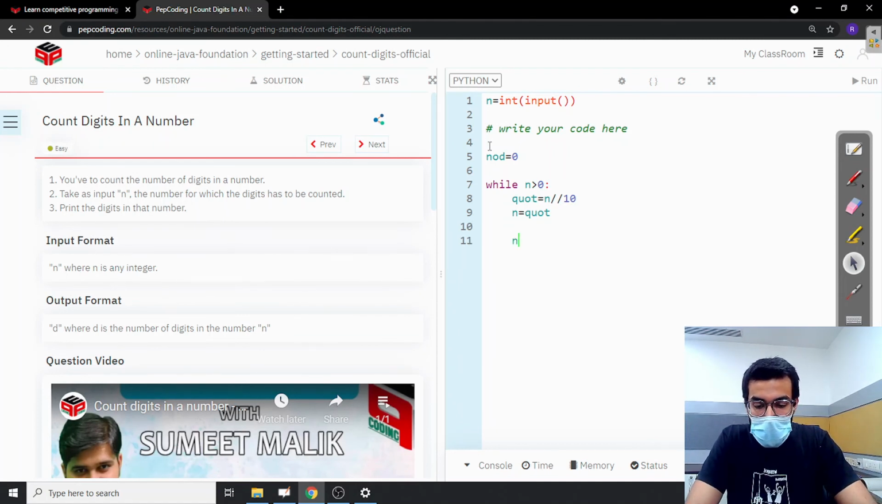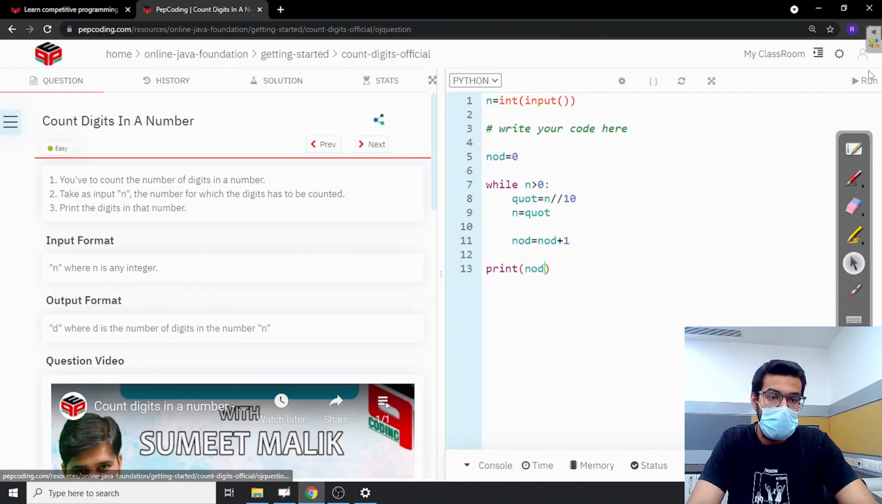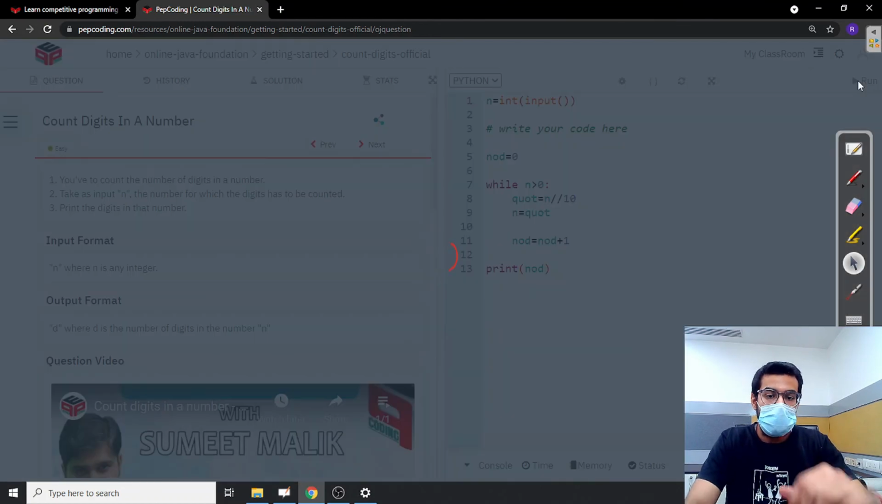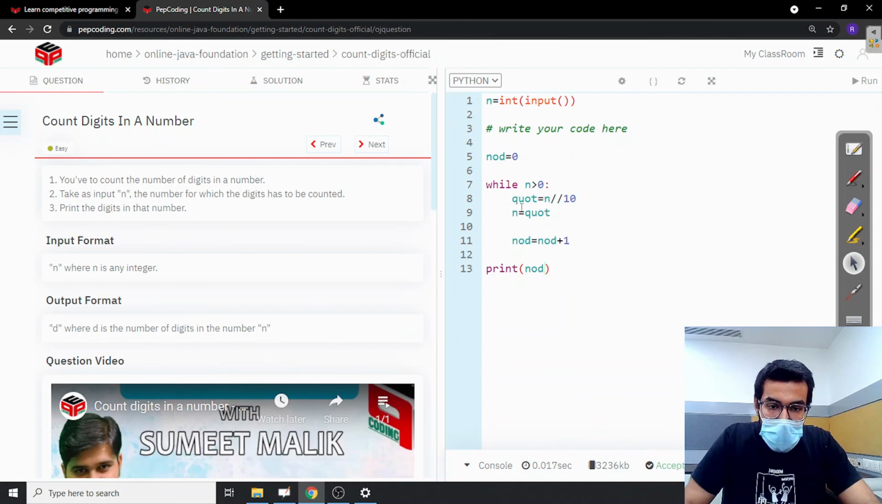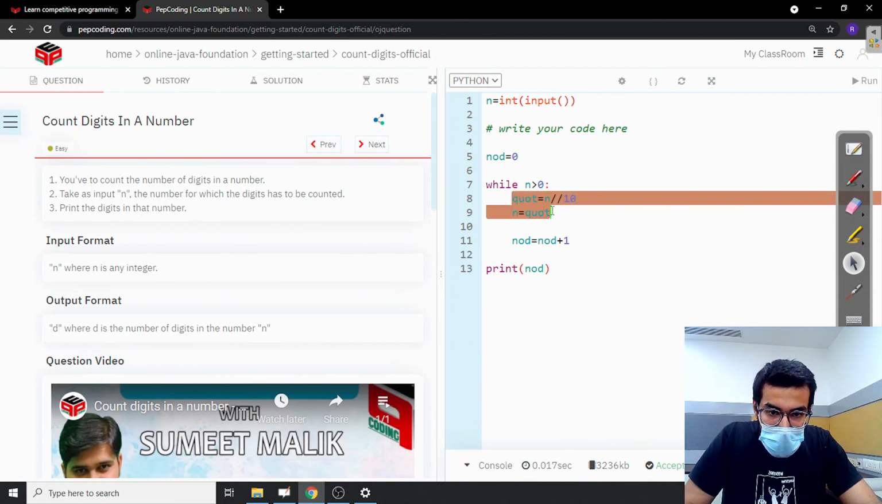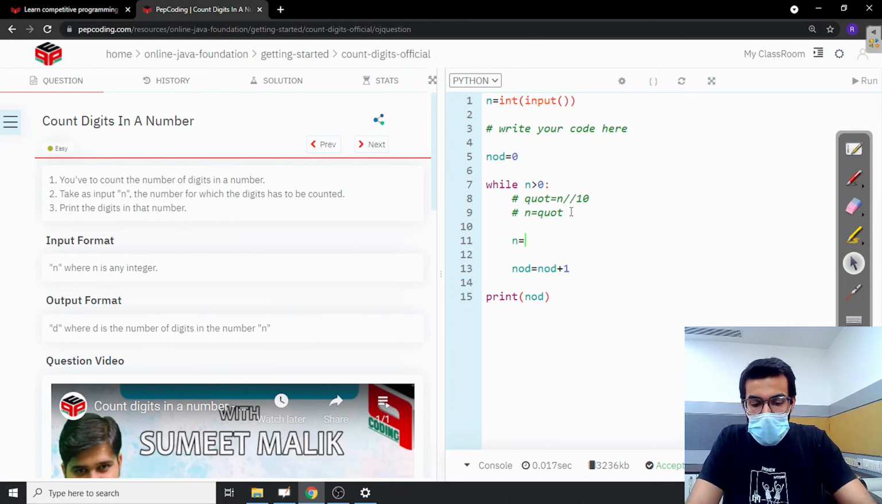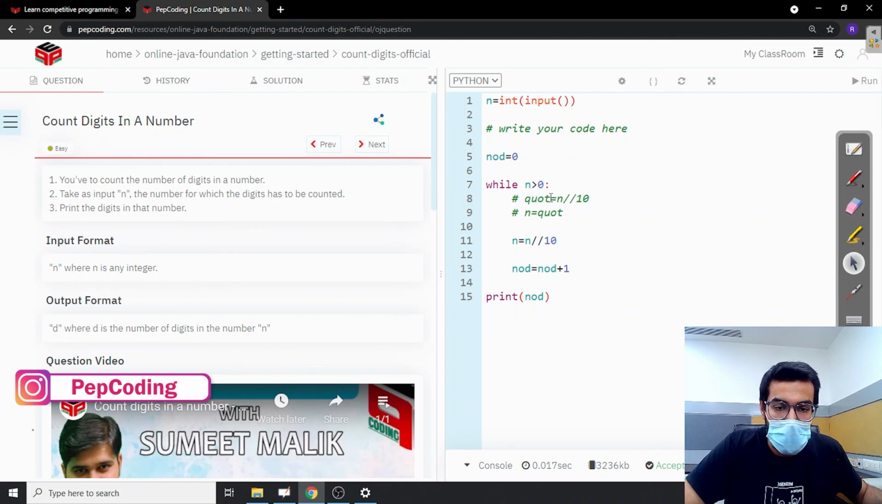And then after each step, we are going to update the value of NOD by 1. And after that, we are simply going to print the value of NOD. This is the whole problem, and we are able to solve it quite well. And now I want to tell you this one thing, that instead of writing these two lines, you could have simply written this one line. Why are we creating one more variable when we can do our thing with a single variable?